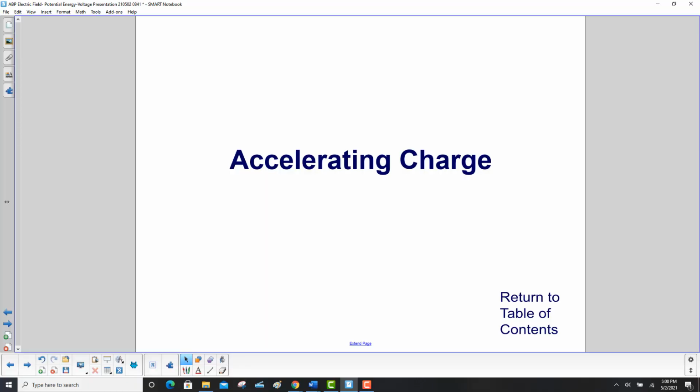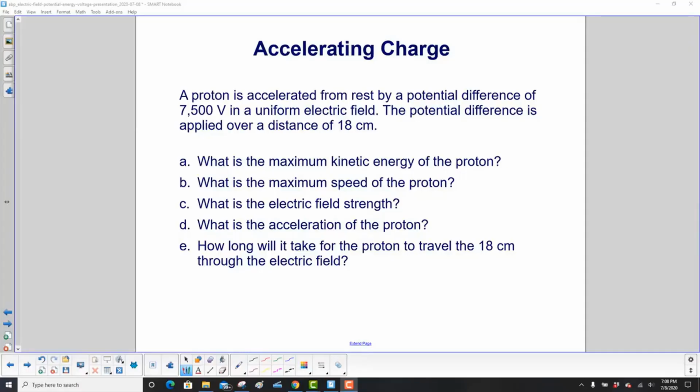Accelerating charge. A proton is accelerated from rest by a potential difference, change in voltage, of 7,500 volts in a uniform electric field. The potential difference is applied over a distance of 18 centimeters. What is the maximum kinetic energy of the proton? What is its maximum speed? What is the electric field strength? What is the acceleration of the proton?